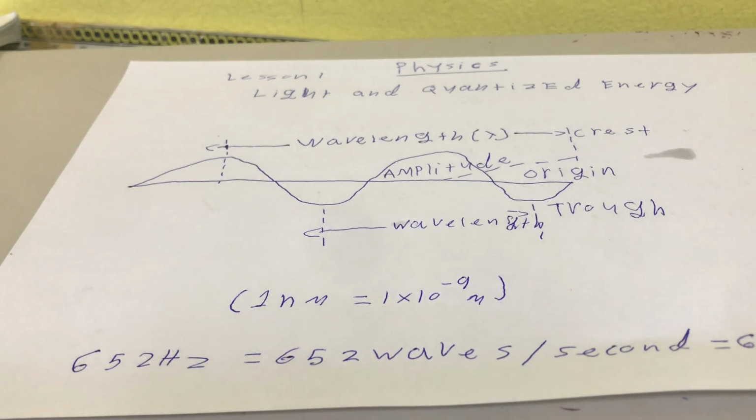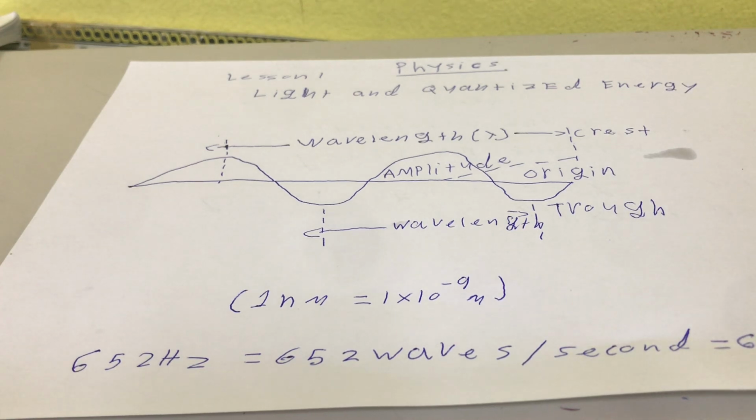So wavelength is usually expressed in meters, centimeters, or nanometers. So 1 nanometer equals 1 times 10 raised to the negative 9 meters.